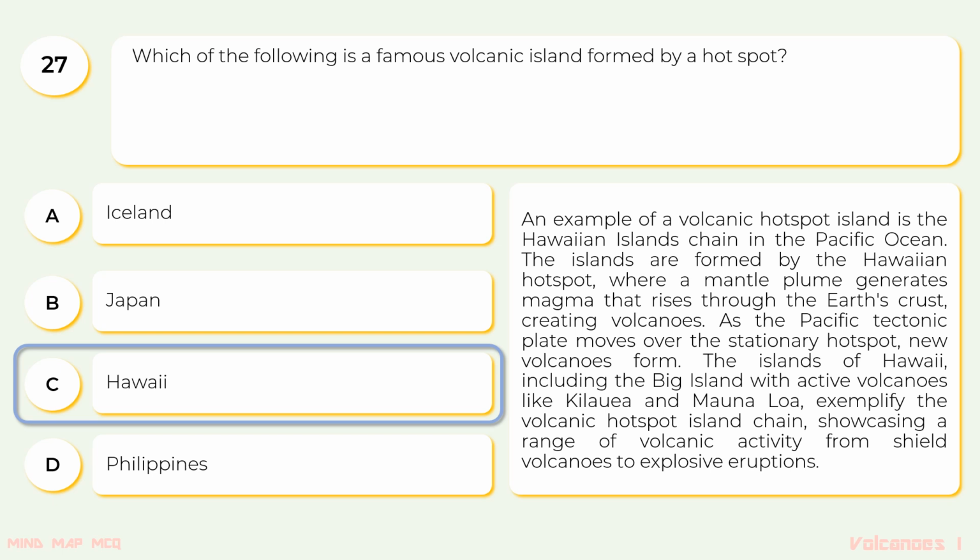The islands are formed by the Hawaiian hotspot, where a mantle plume generates magma that rises through the Earth's crust, creating volcanoes. As the Pacific tectonic plate moves over the stationary hotspot, new volcanoes form. The islands of Hawaii, including the Big Island with active volcanoes like Kilauea and Mauna Loa, exemplify the volcanic hotspot island chain, showcasing a range of volcanic activity from shield volcanoes to explosive eruptions.